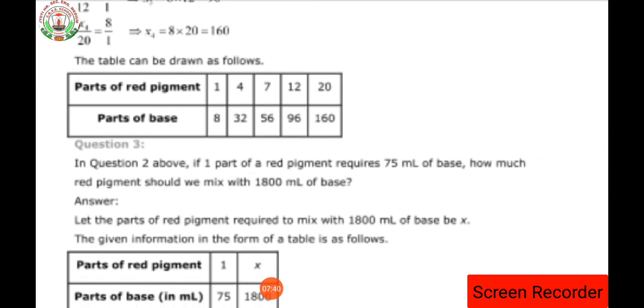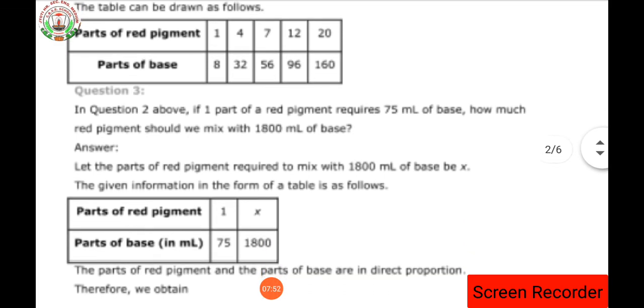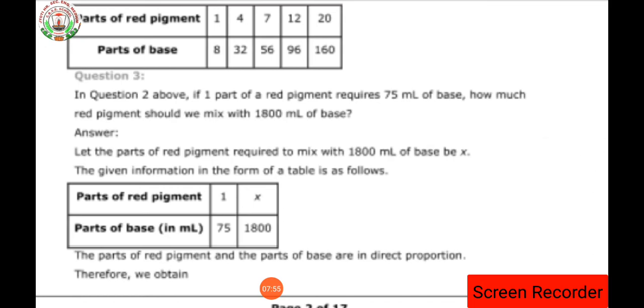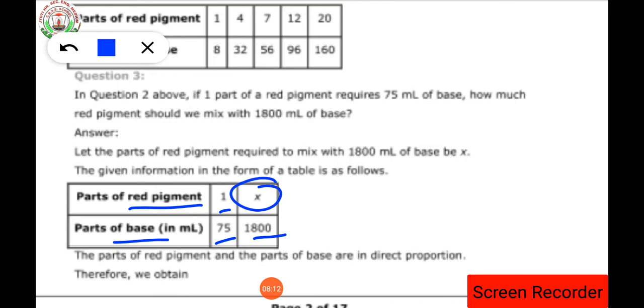In question number 2 above, if one part of the red pigment requires 75 ml of base, how much red pigment should be mixed with 1800 ml of base? So here we are having milliliters. Since the red pigment is 1, and if one part of the red pigment requires the part of the base as 75, then if the part of the base is 1800, we have to find the part of the red pigment. So we will consider the part of the red pigment as x.